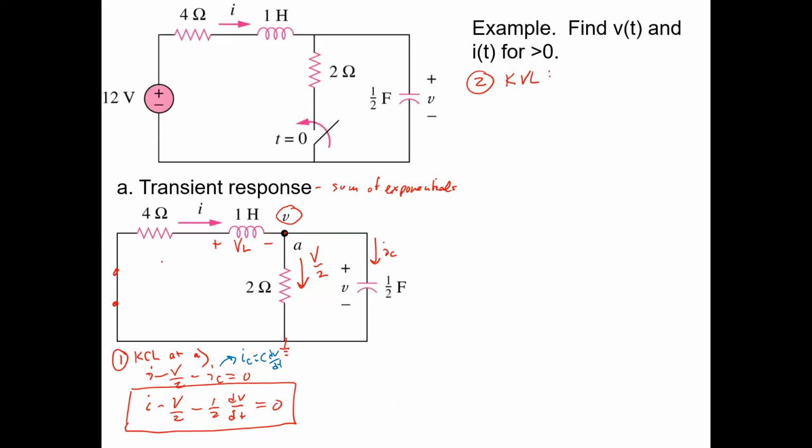KVL here in that left mesh says you've got 4I plus VL plus V equals 0. So 4I plus VL, which is L di dt, so that's going to be 1 times di dt, plus V equals 0.